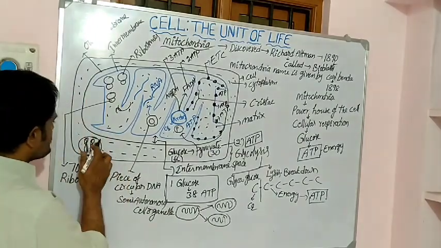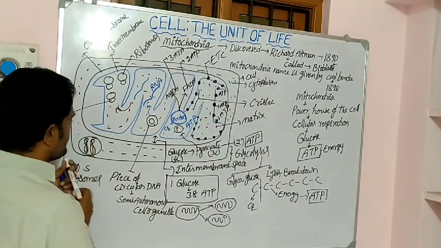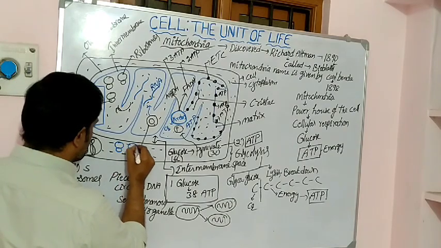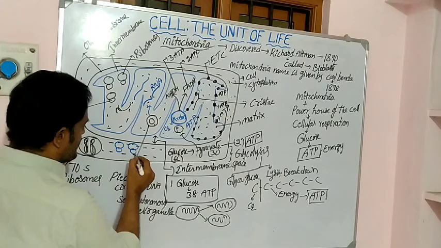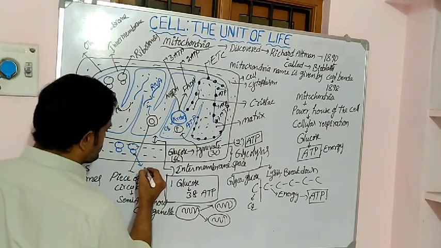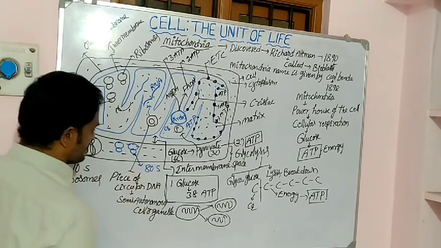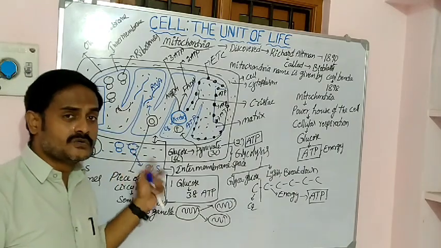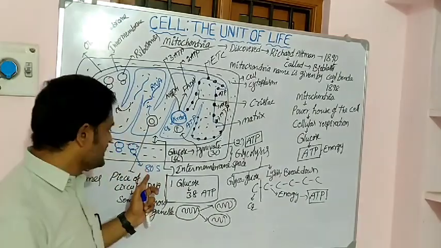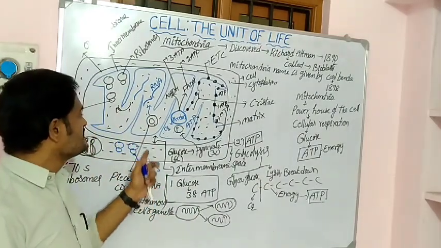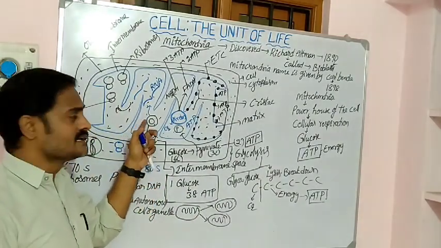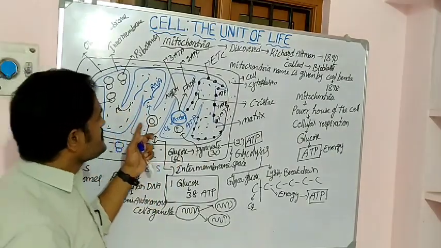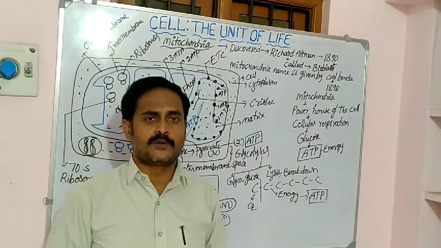Like that, this is nucleus in the cytoplasm. Here also ribosomes are present. So these ribosomes are which type of ribosomes? 80S. Remember, inside the cytoplasm, the eukaryotic cell has 80S ribosomes, and inside the mitochondria there are 70S ribosomes. Remember that. So this is the information about the mitochondria.